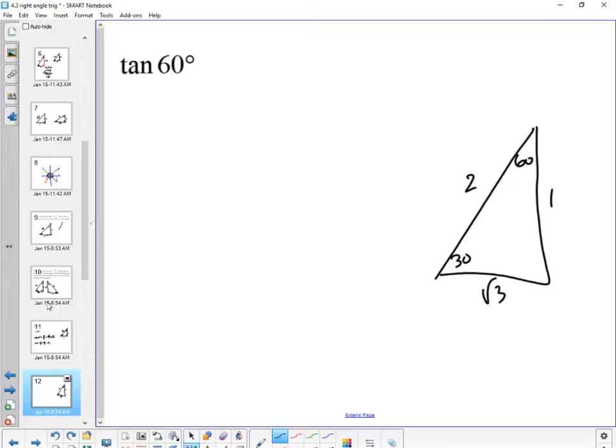Okay, so there's my 30, 60, 90, right? Yeah. And I want tangent, so from here, tangent of 60. So I want the opposite over the adjacent, which is radical 3 over 1, which is just radical 3.